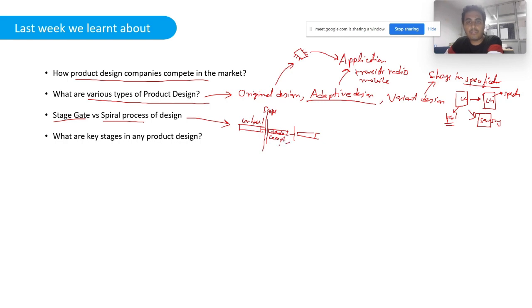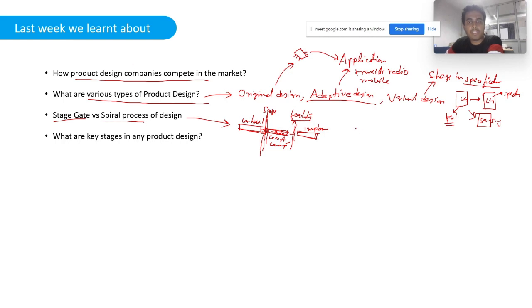Then we do concept engineering. Then we again have a checkpoint, for example, feasibility analysis can be a checkpoint. Then we go for implementation. So likewise, stage gate is a linear process where we have stages and there are checking gates at every stage.